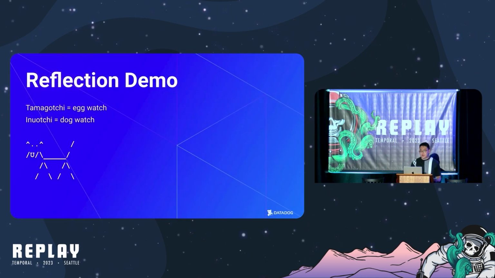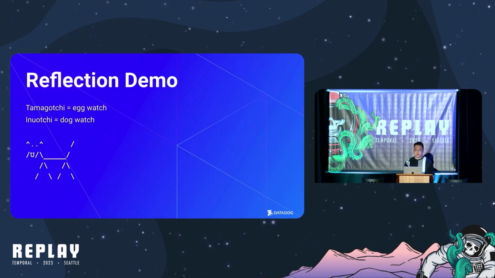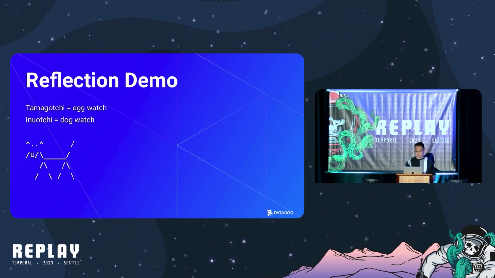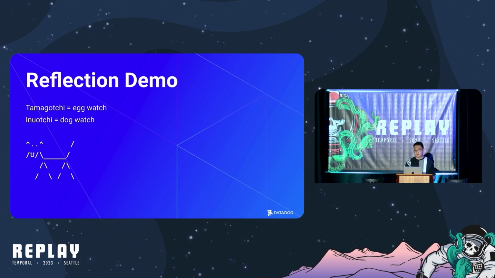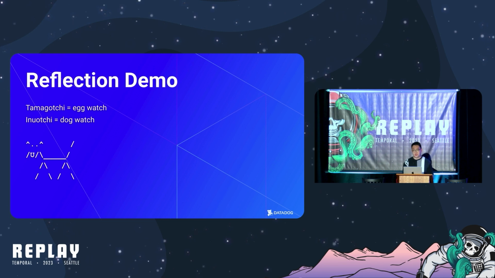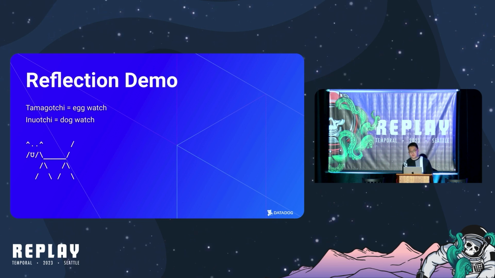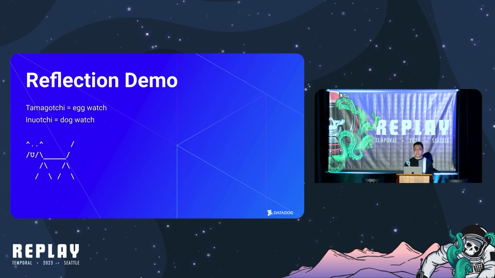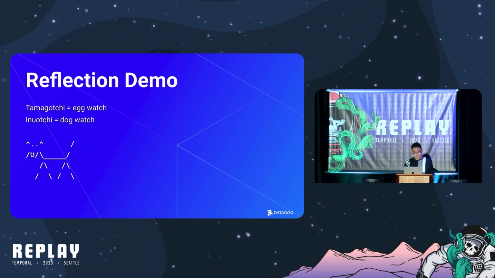To give a better sense of how everything fits together, I put together a short demo. The name Inoichi comes as the idea was inspired by a Tamagotchi, which translates to egg watch, so it becomes dog watch. And the idea was to model the life cycle of a virtual pet as a workflow with the ability to interact with a pet through signals and queries.